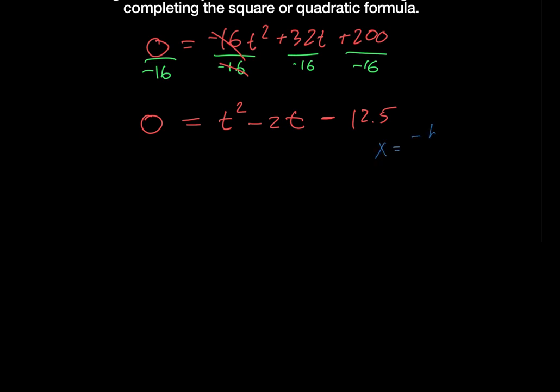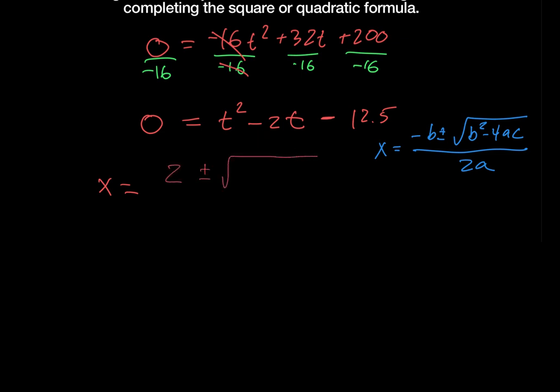x equals negative b plus or minus the square root of b squared minus 4ac, all over 2a. So I'll have x equals negative b. b is negative 2, so negative b is negative of negative 2, or positive 2. Plus or minus the square root of, and I'll need people's help here. Let's see, b squared, so negative 2 squared is 4, minus 4 times a, which is 1. c is the last term, that's negative 12.5. All over 2 times 1.